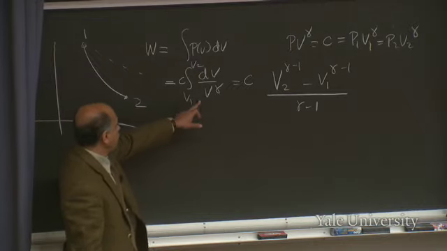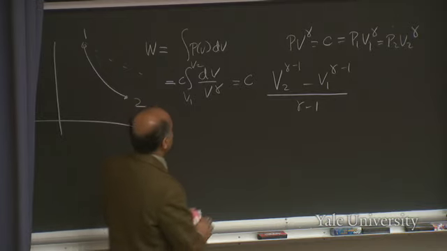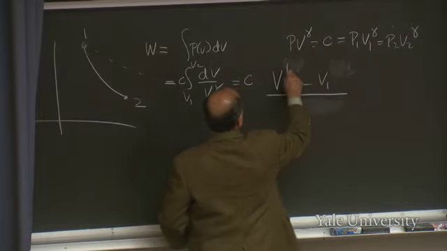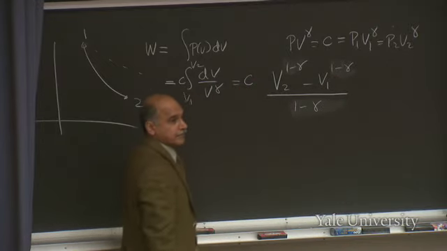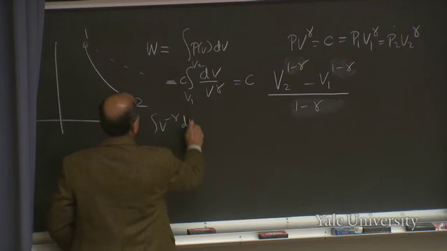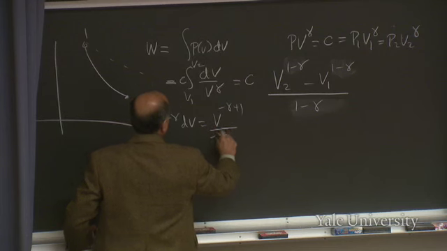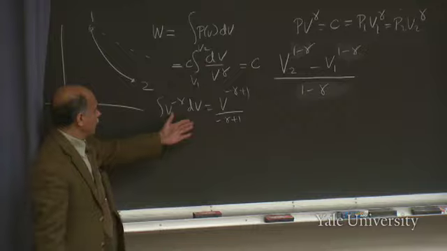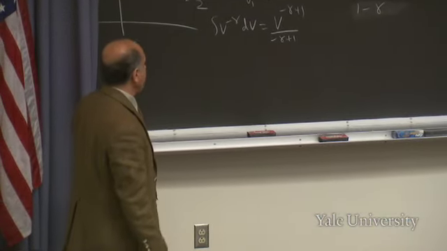Because this is really V to the minus gamma. Did I get it wrong here? I think I got it wrong. Sorry, it's 1 minus gamma over 1 minus gamma. Because the integral of V to the minus gamma dV is V to the minus gamma plus 1 over minus gamma plus 1. Right? The integral of x to the n is x to the n plus 1 over n plus 1. N happens to be minus gamma here.